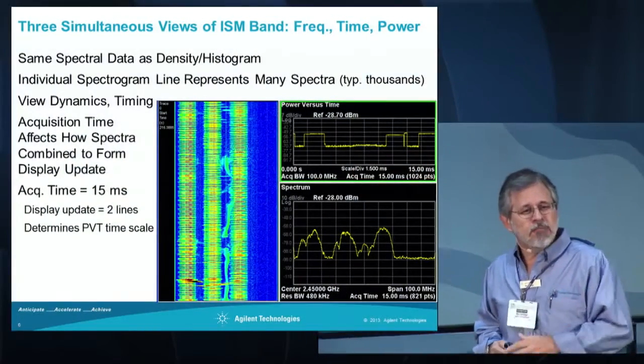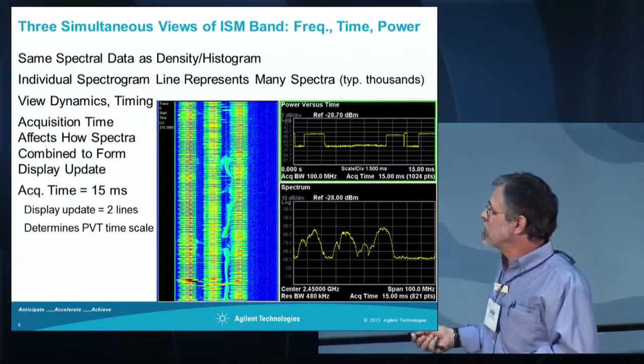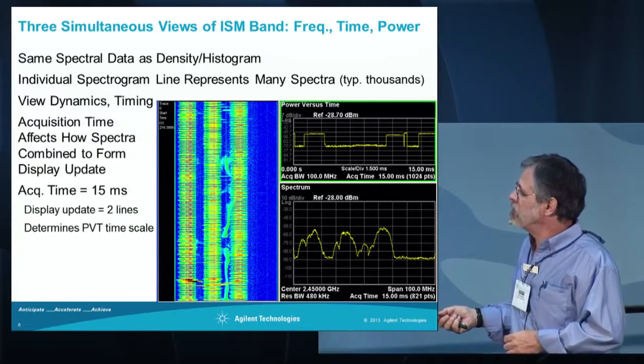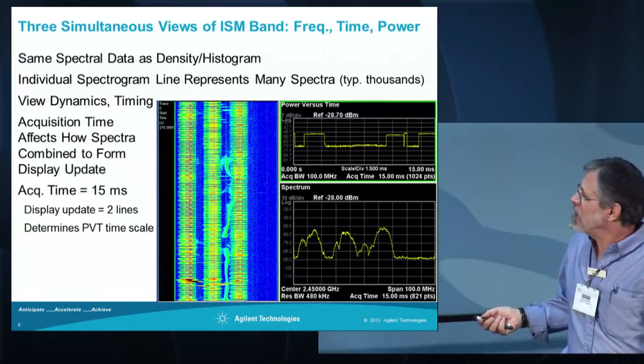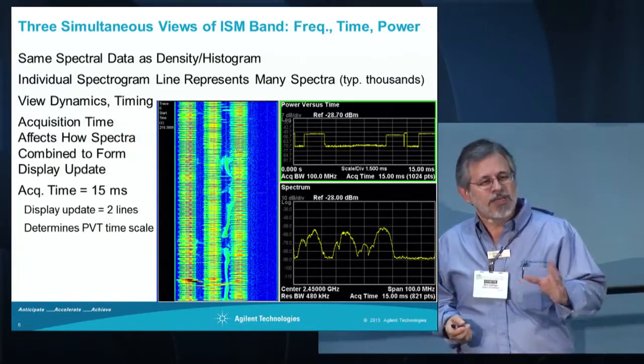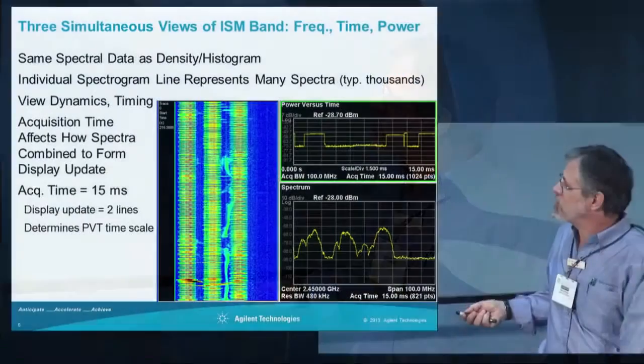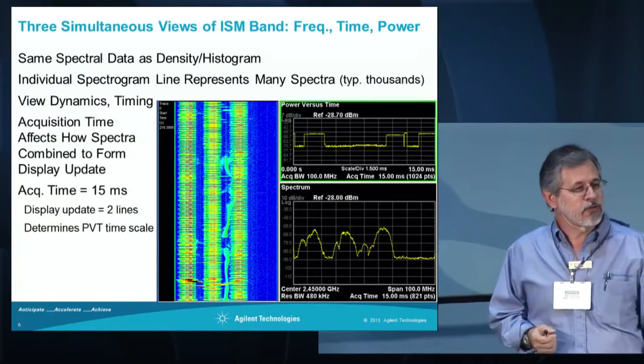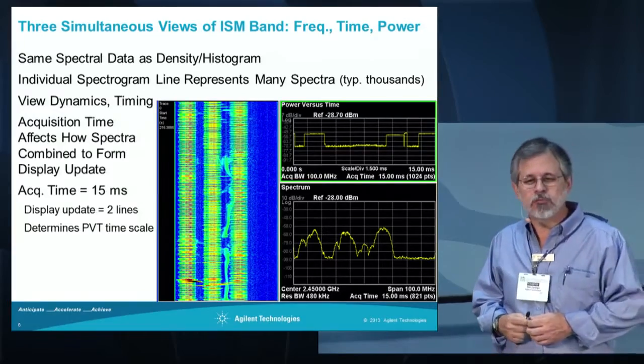Another way to look at that same data, though, is to use a single spectral combination for each display update, and then actually to go with a spectrogram display. The spectrogram doesn't tell you how often things happened, but it does stack up spectra at various rates to show you when they happened. So that's the other critical element in terms of understanding what's happening in a dynamic signal environment.